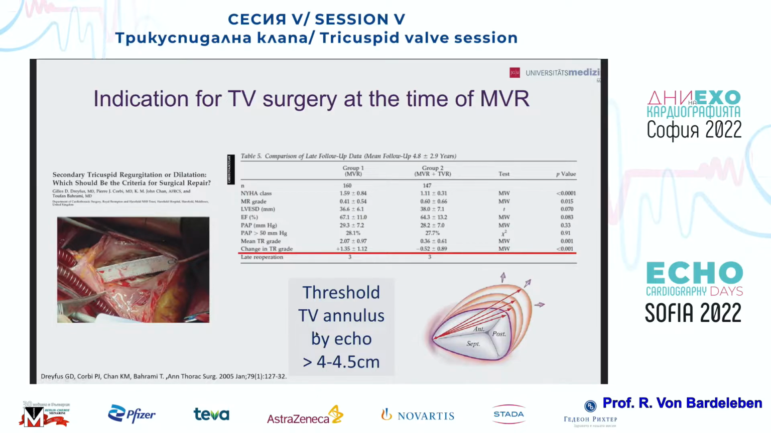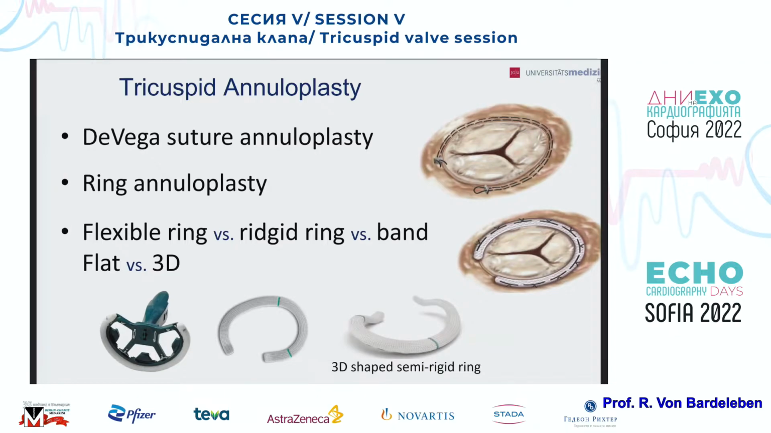The threshold on the TV annulus by echo, and it's typically only a 4-chamber view, is given as a diameter of more than 40 to 45 millimeters. Tricuspid annuloplasty is actually the standard of care. There is the De Vega suture annuloplasty, which has shown to be a very weak procedure with a high recurrence rate at 2 years. Ring annuloplasty is much better, and then we have to discuss flexible rings versus rigid rings or band flat versus 3D rings, which are all suitable.